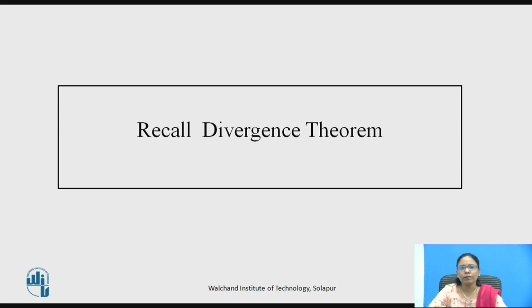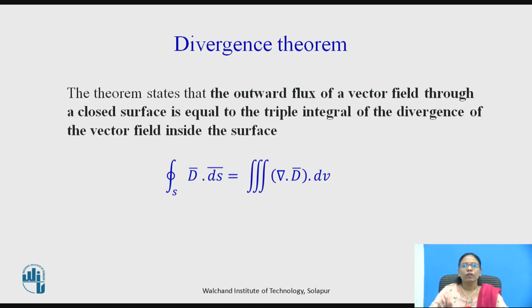Before going to the Stokes theorem, let us recall the divergence theorem that we have studied in the electrostatic field. The divergence theorem states that the outward flux of a vector field through a closed surface is equal to the triple integral of the divergence of the vector field inside the surface. So closed integral of D dot dS is equal to the volume integral of divergence of D dv. It is the relation between the surface integral and the volume integral.